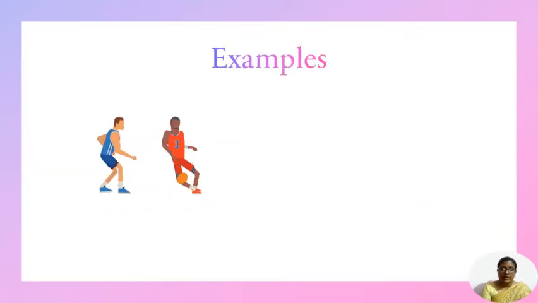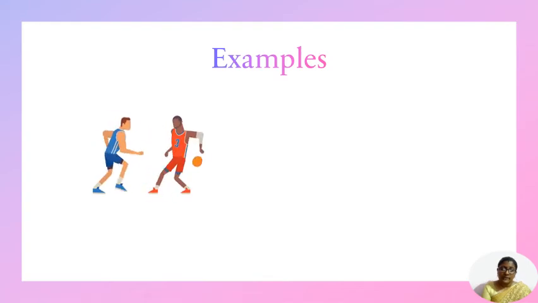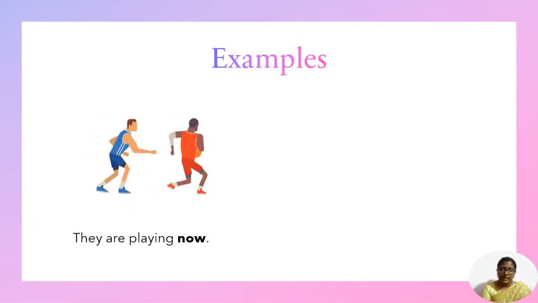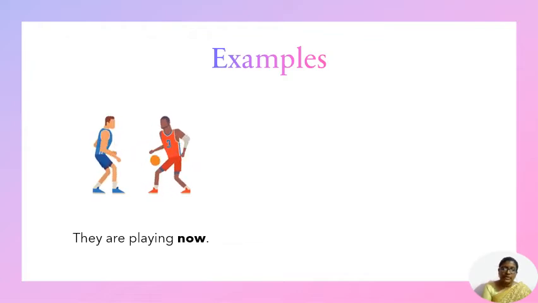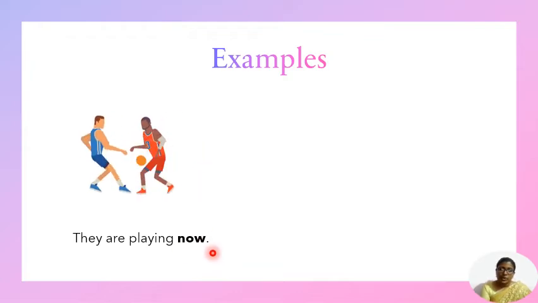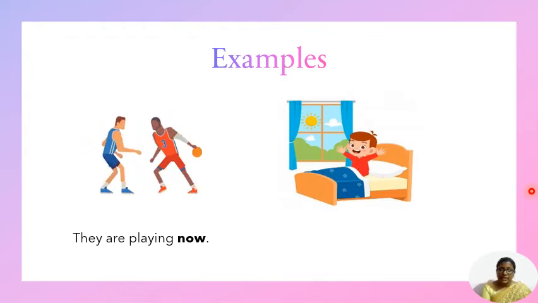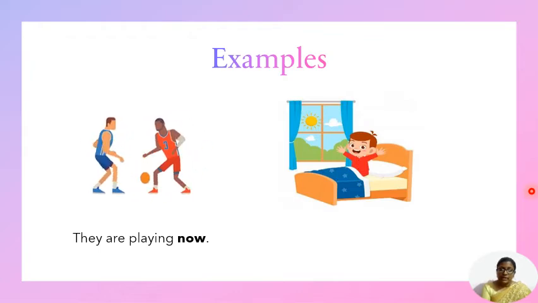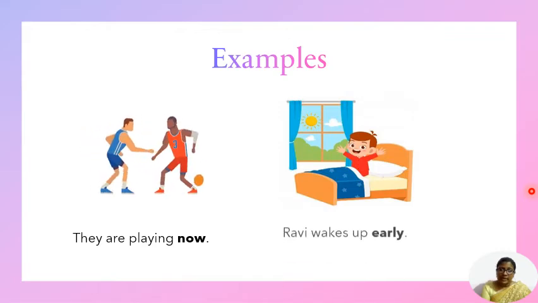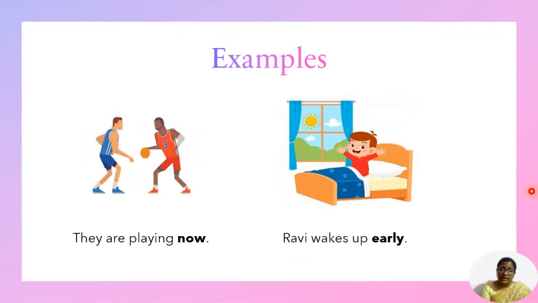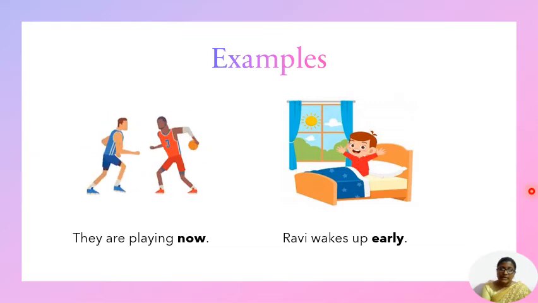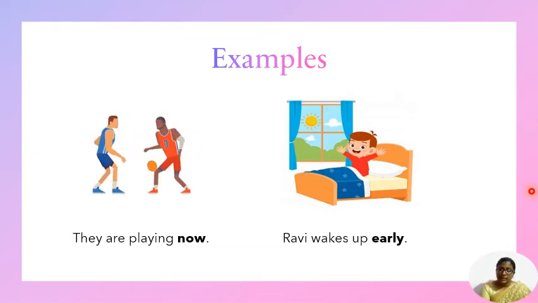So what does this picture say? They are playing. So when are they playing? Now they are playing. So here the adverb is now. They are playing now. And the next example: so what do we see here? A boy gets up. So when does he get up? He wakes up early. So here early is the adverb.